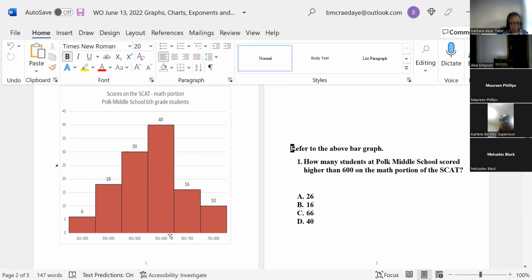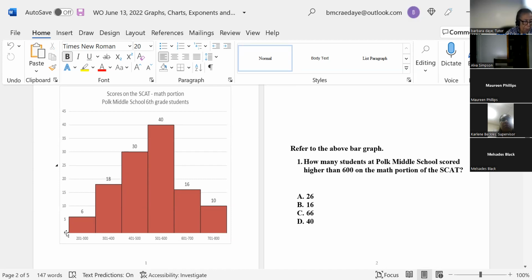They're not letters. Are they student numbers? No. Do you see my cursor? I'm going here. What do you call these numbers? 301 to 400, 601 to 700. What do they represent? The scores are from the children's math exam. No, they represent ranges on the SCAT.